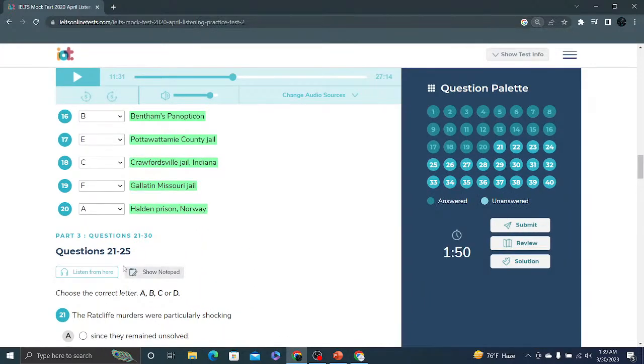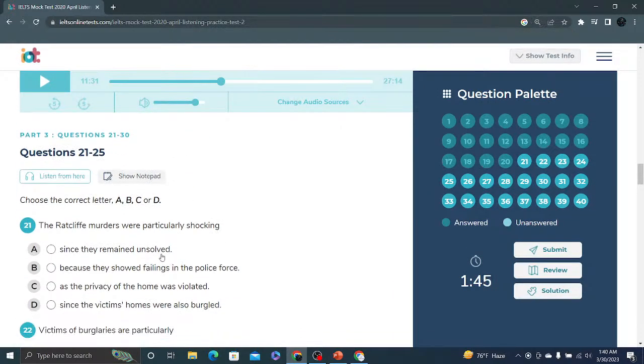Okay, let me zoom it in. Now here we can see in question number 21, the question A. Here we can see choose the correct letter A, B, C or D. Now here you can see the question is saying the Ratcliffe murders were particularly shocking since they remained unsolved, because they showed failings in the police force, as the privacy of the home was violated, since the victims' homes were also burgled. Okay, burgled. Let's listen to it.